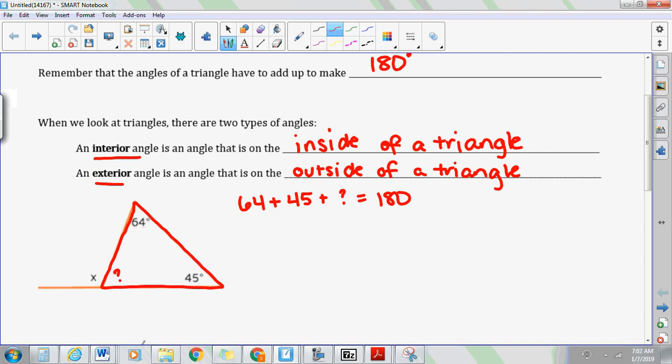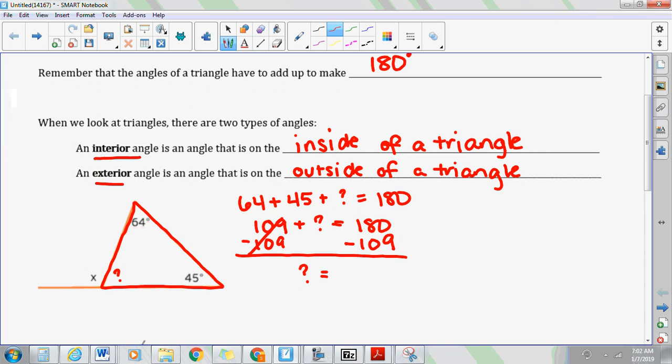And from here, it's just solving. 64 plus 45, I notice that they're like terms. So this makes 109 plus question mark equals 180. If I subtract out the 109 from both sides, I get that the question mark angle equals 72. So I'm actually going to replace this guy. I know that this angle right here makes 72 degrees.